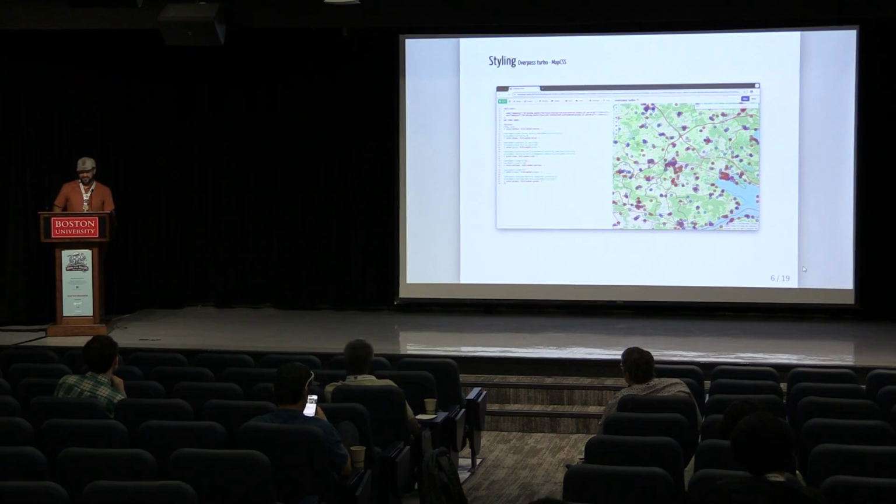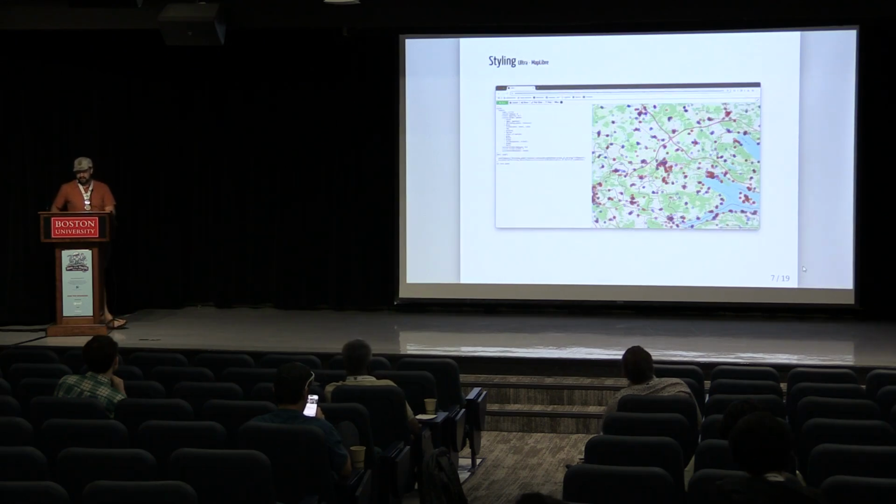But I do MapLibre styling. So in Ultra, you can specify, I wish that was bigger, I'm sorry, styles with the MapLibre style spec, and this is recreating pretty much that same Overpass Turbo query that was styled in Ultra.